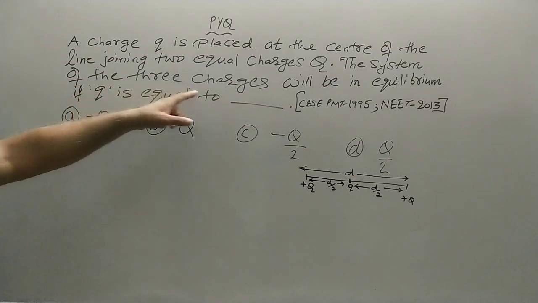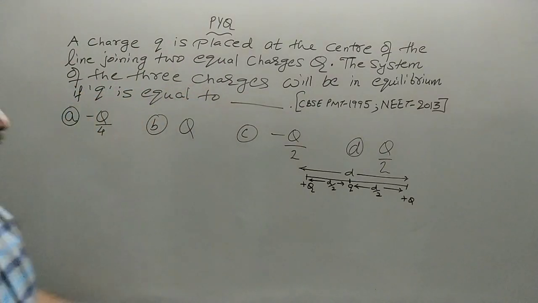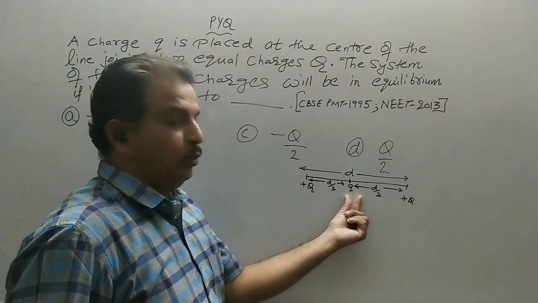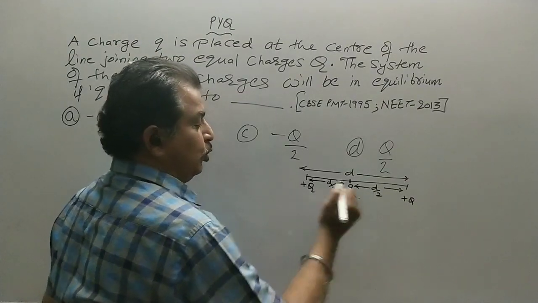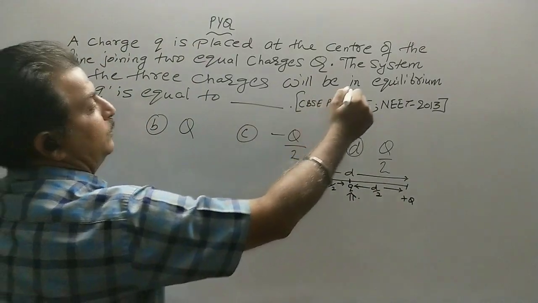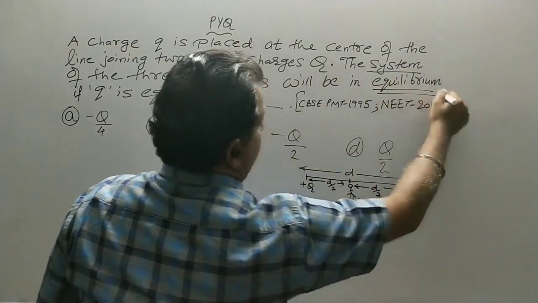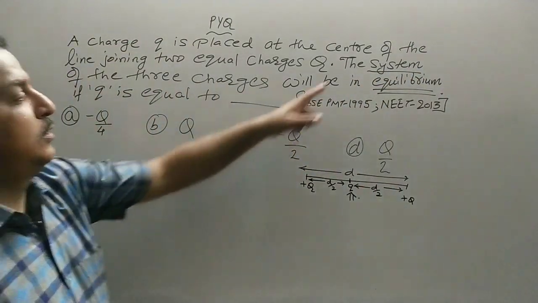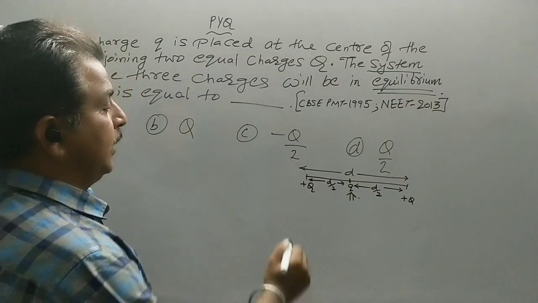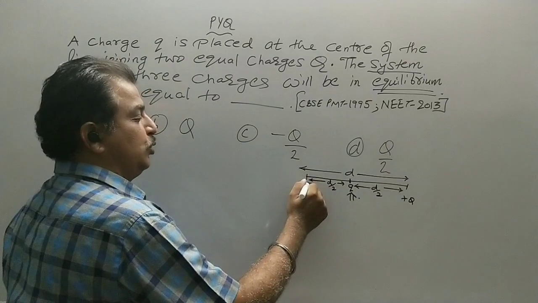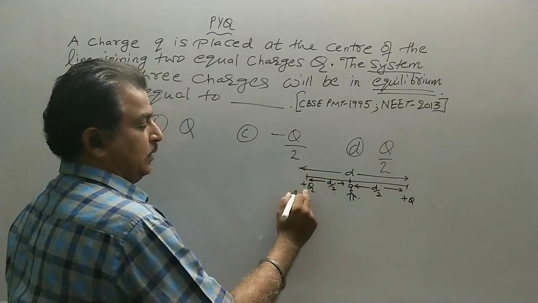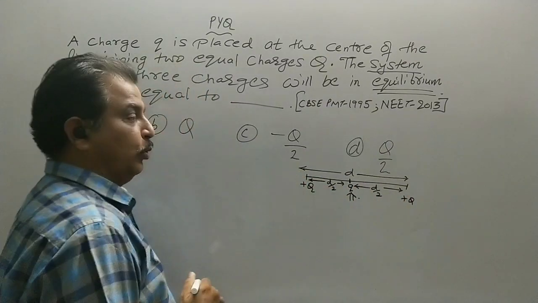The system of the three charges will be in equilibrium. Now this charge is placed. We have to find out what should be its value so that the entire system is in equilibrium. Now for the system to be in equilibrium, the resultant force on any of these two charges given, that is capital Q, should be 0.